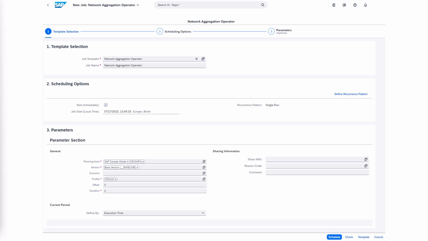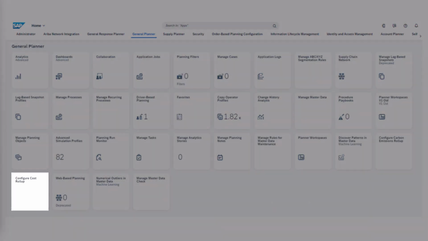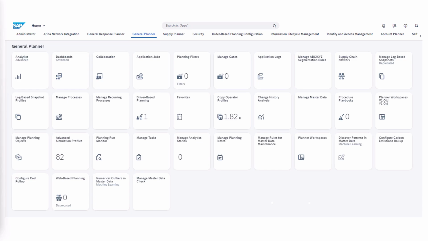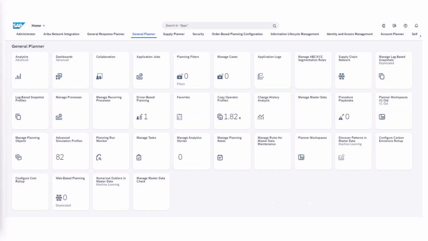Next, select a profile configured for your planning area. Specify a planning horizon by selecting an offset and duration with the same periodicity as defined in the profile. You can configure your cost rollup profiles using the Configure Cost Rollup app. There's a similar app for configuring carbon emissions, also for use with the Network Aggregation Operator job.